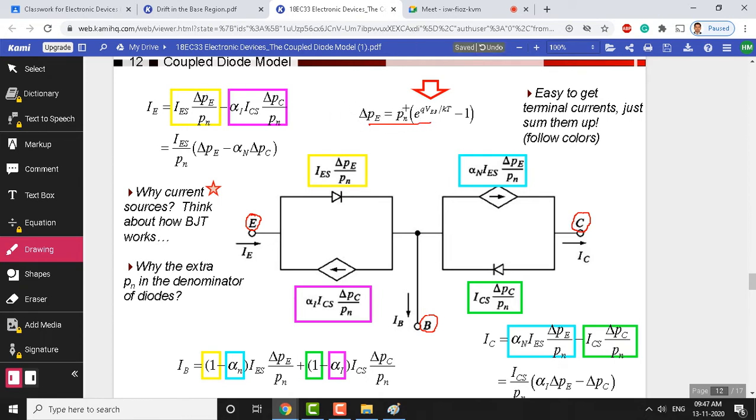So, this Pn here cancels with this Pn here, and you are left with IE equal to IES times this exponential term. So, IES is nothing but the reverse saturation current. If you observe this exponential term, it is nothing but a diode current equation, right. What is the diode current equation? I is equal to I naught into e power qV by kT minus 1. Even if you look at the emitter current, the first term here looks like the diode current equation only.